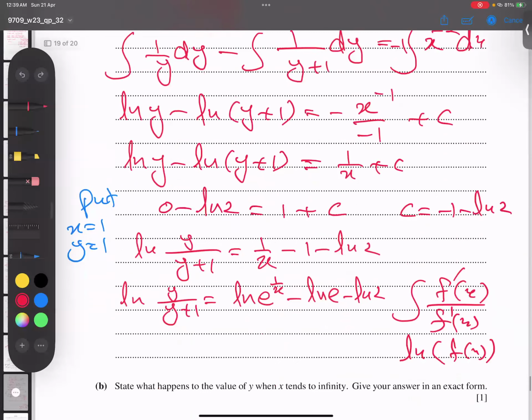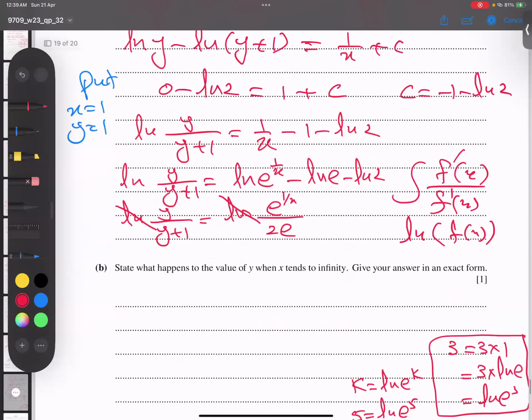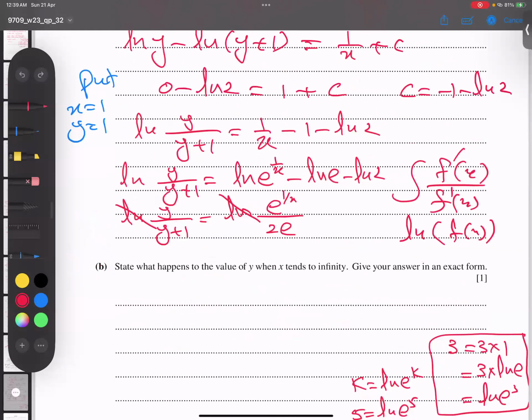So Alhamdulillah Rabbil Alameen, I can combine into one log: the positive sign value will come in the numerator and the other two values will go in the denominator. Log cancels out. This part I will do on the next page. So I am writing now here y over y plus 1 equals e to power 1 by x over 2e.